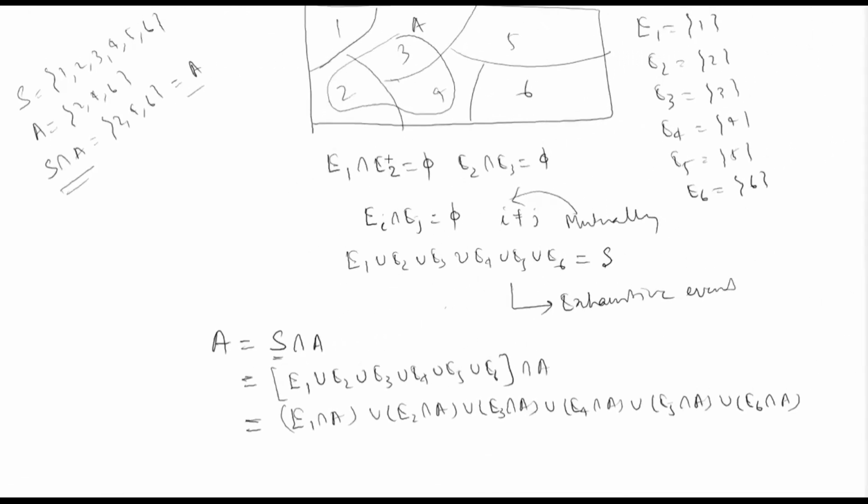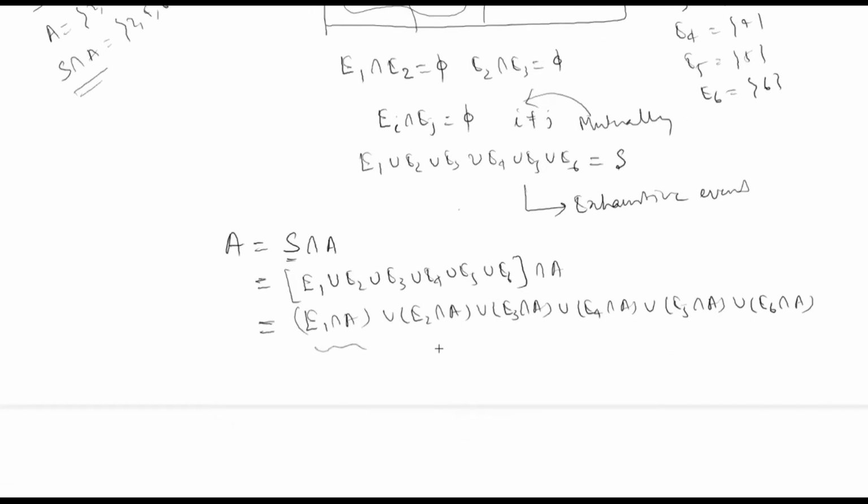As we know that E1 and E2 are mutually exclusive, then E1 intersection A and E2 intersection A will also be mutually exclusive. So all these are going to be mutually exclusive. As E1, E2, E3, E4, E5, E6 are mutually exclusive, any intersection of them with any set would also be mutually exclusive. All of them are mutually exclusive. So why are we working with this? Why are we trying to say that?